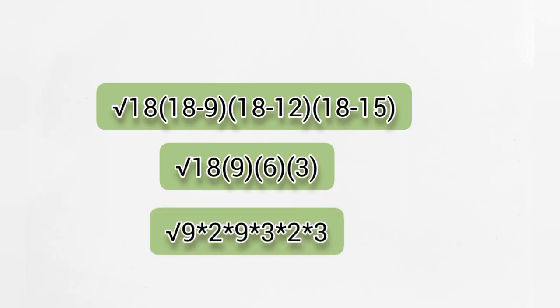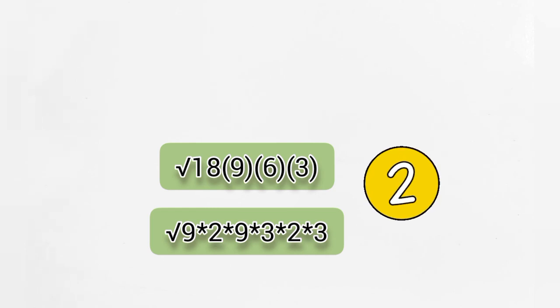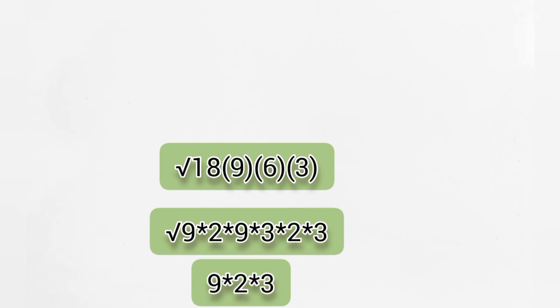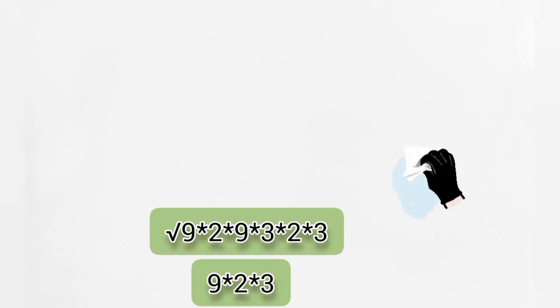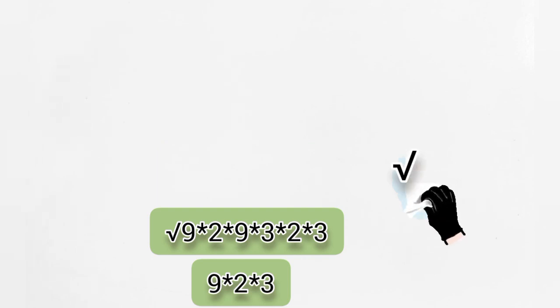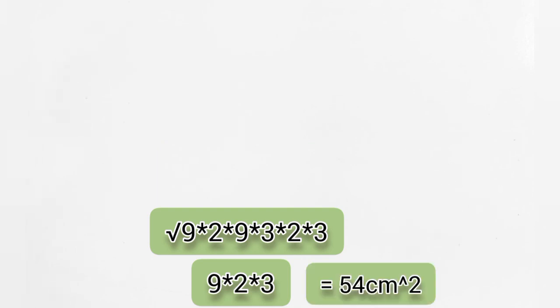Now it becomes under root 9 multiplied by 2 multiplied by 9 multiplied by 3 multiplied by 2 multiplied by 3. We have written these values in a simplified form. Now all the numbers occur 2 times, so we can write it as 9 multiplied by 2 multiplied by 3. When a number comes 2 times, it means its square is given, and if the square is given, we can remove the square root. So 9 multiplied by 2 multiplied by 3 is nothing but 54 centimeter square.